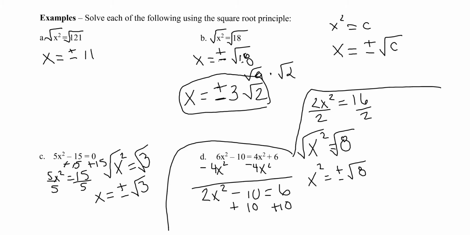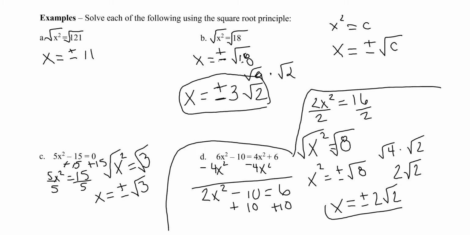But again, we can break down the square root of 8 and turn it into the square root of 4 times the square root of 2, or 2 square root 2. So x is equal to the positive and negative 2 square root 2. And that's my final answer there.